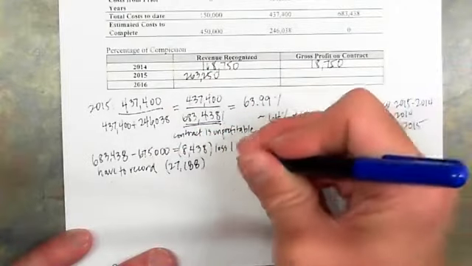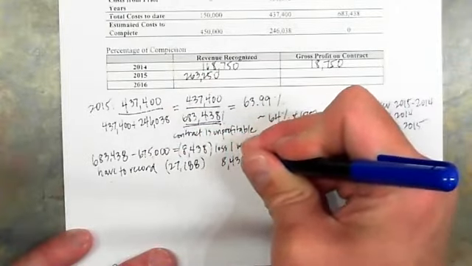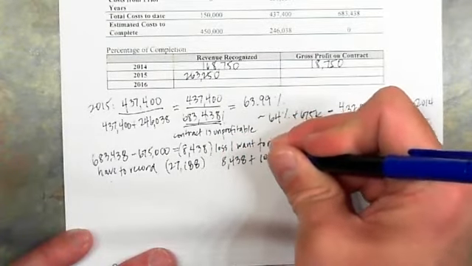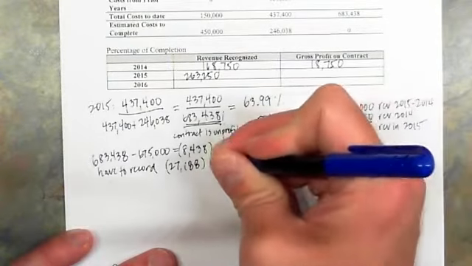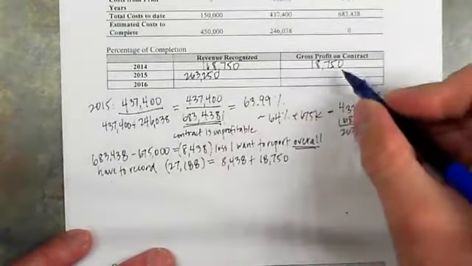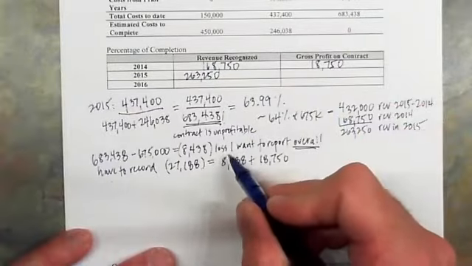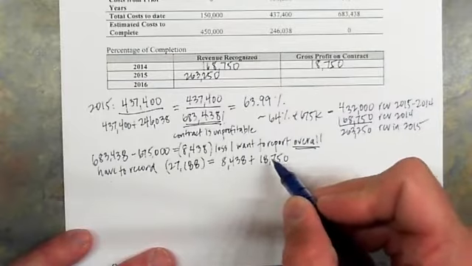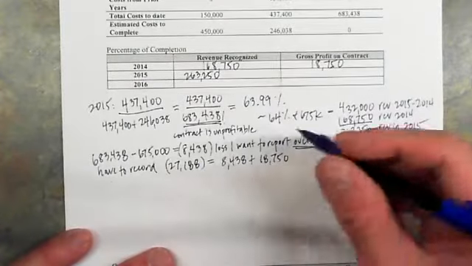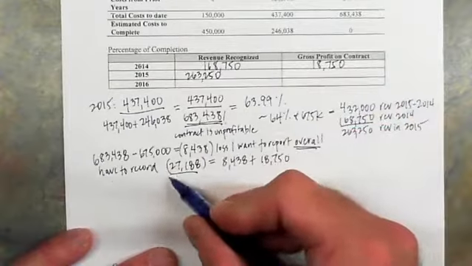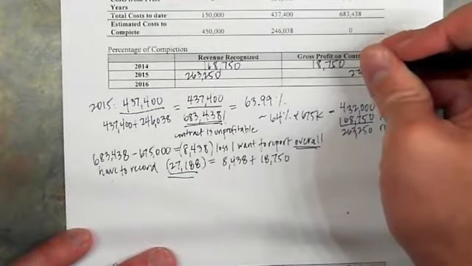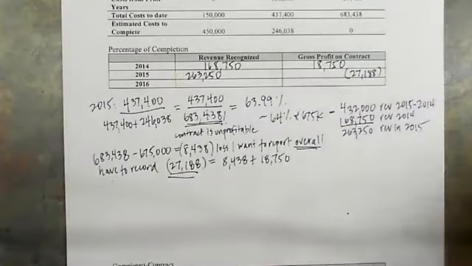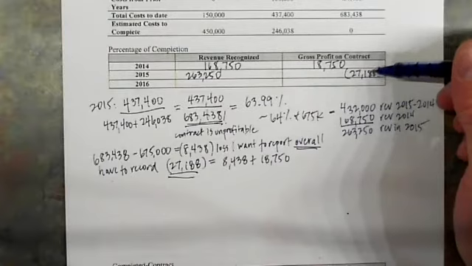Why this number? 8,438 I want to report, plus I need to reverse 18,750 from the prior year. So this is the amount of the overall loss, but I also have to reverse any profit from the prior year, and that gives me an overall loss that I need to record. So this is my gross profit, well, in this case, gross loss that I want to report.